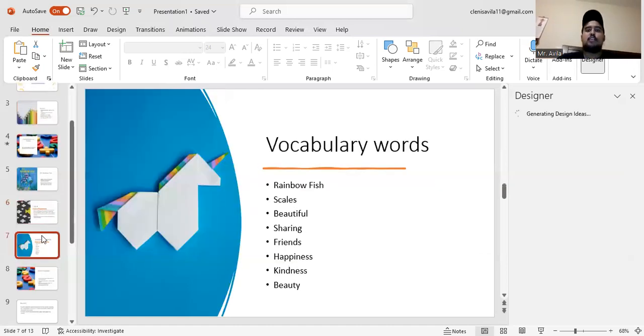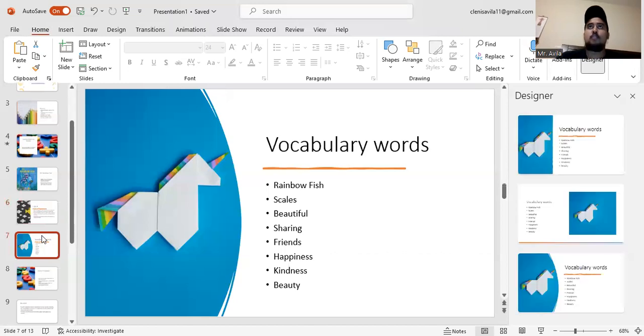All right, students. There are vocabulary words that you need to work on for math. We have rainbow fish, scale, beautiful, sharing, friends, kindness, happiness, and beautiful. I need you to write these words down in your notebook or on your whiteboard or sheet of paper. Write it down somewhere.